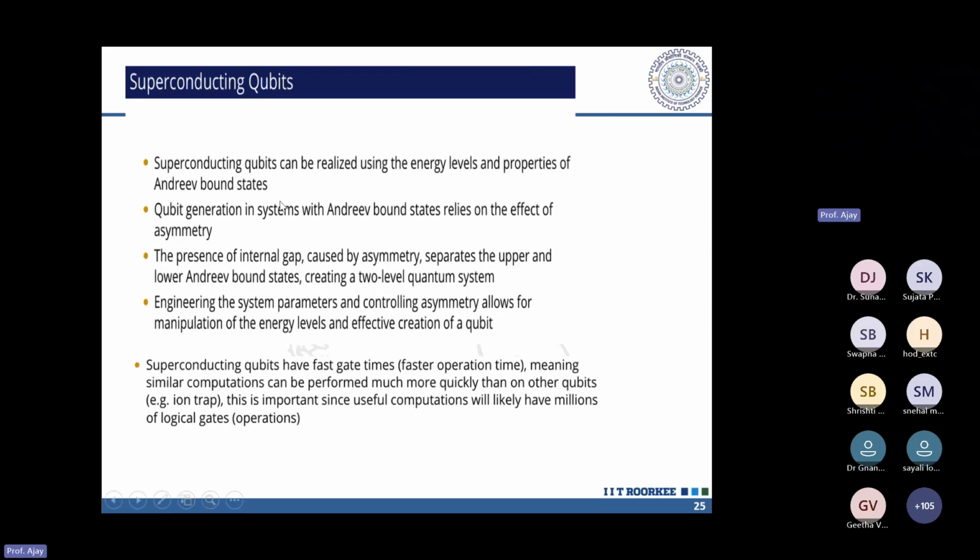You can have a qubit realization, which I showed you in the last four to five slides, and the properties of these qubits are realized by the Andreev bound state. The qubit can generate an Andreev bound state as the effect of asymmetry and the presence of the internal gap, and the asymmetry separates the upper and lower bound states, and it creates a two-level system where you can block the occupancy only up to the first excited state.